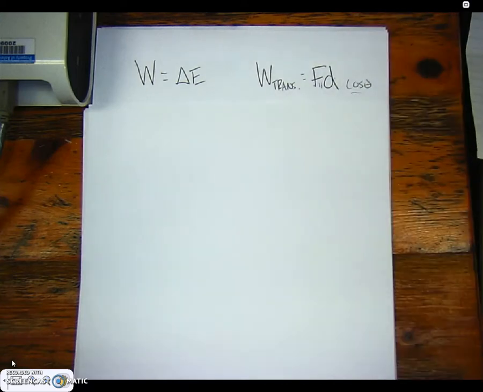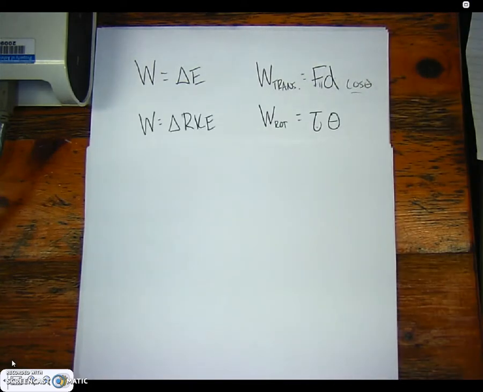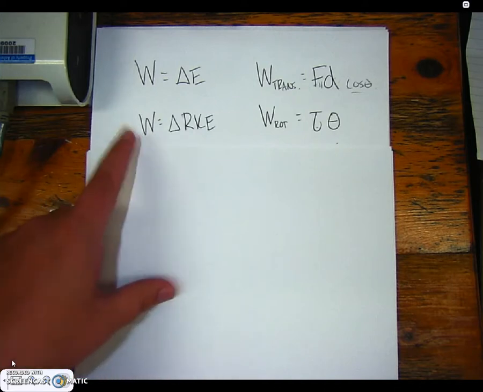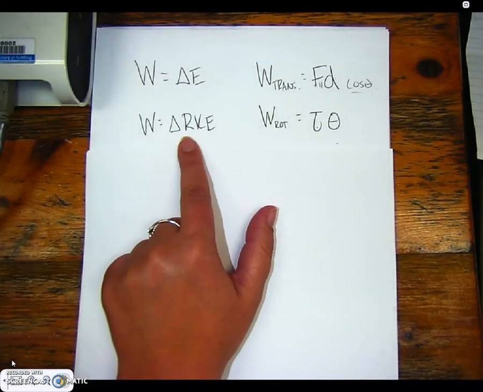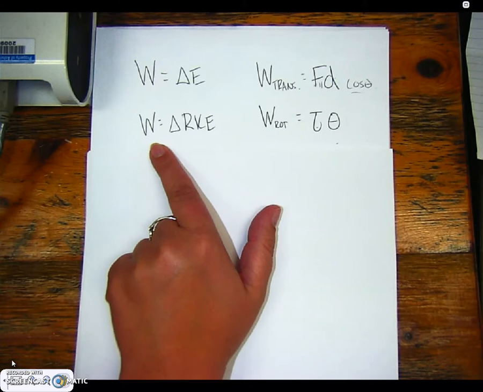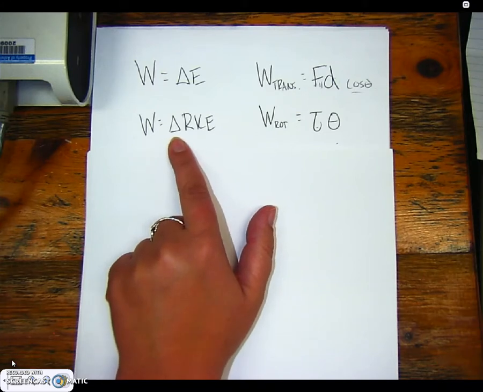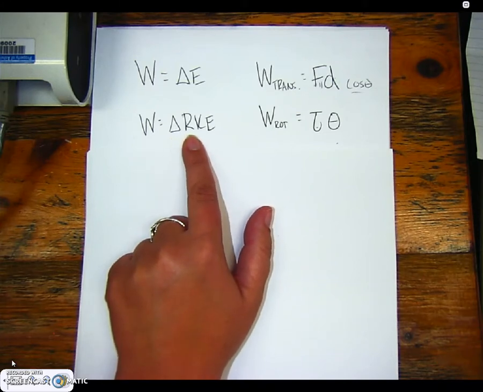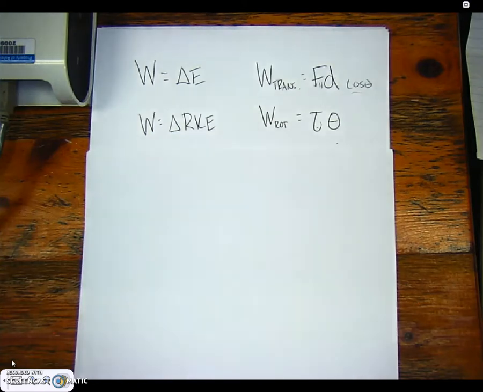So what is it then in terms of rotational stuff? Well, for rotational stuff, work is equal to something called the change in rotational kinetic energy. So when you do work, we're going to change the rotational kinetic energy by making something speed up as it spins around in a circle.